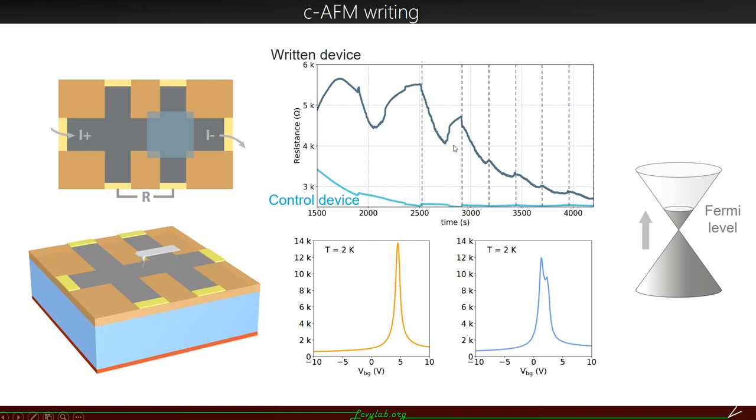This is the room temperature data, and after we cool it down to 2 Kelvin, we can see a clear peak splitting at low magnetic field. Since this is a two terminal measurement, one peak corresponds to the main channel of the graphene, and the other peak corresponds to the written region of the graphene. So we can clearly see that the Dirac point is at a different location. So we are actually doping the graphene in the written region.